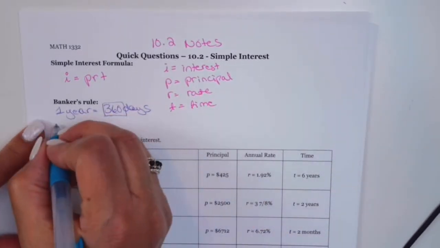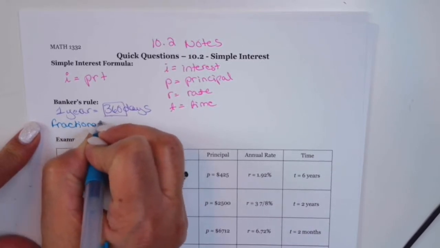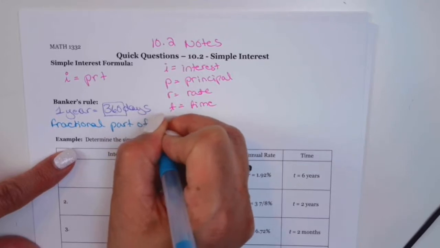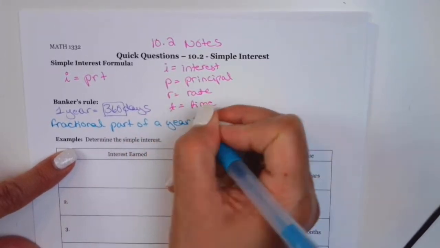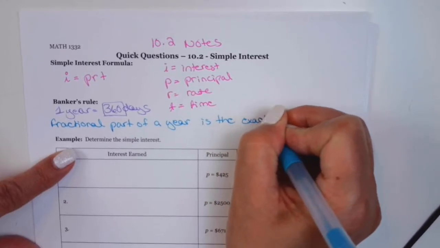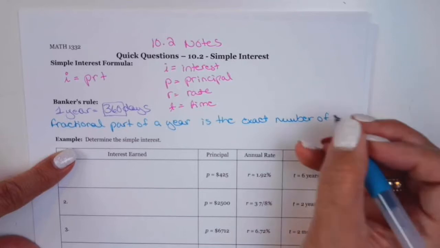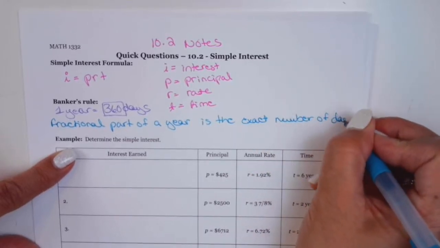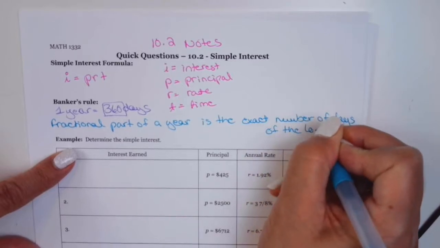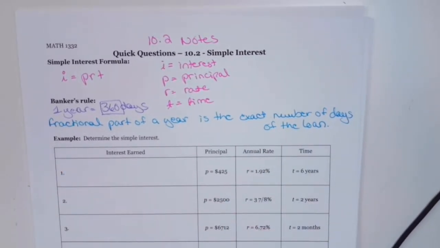Now, if we are looking at a fractional part, so just part of a year, the fractional part of a year is the exact number of days of the loan. And we're going to look at examples with that as well.